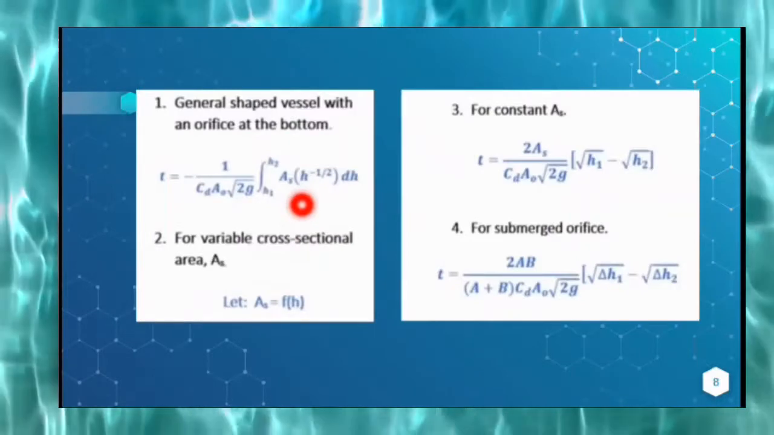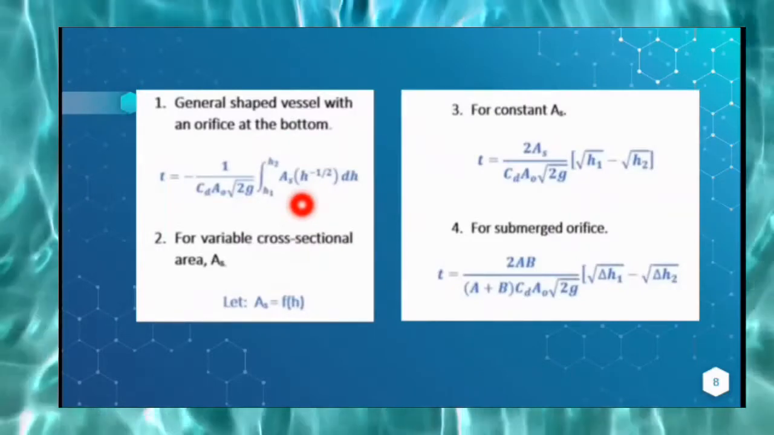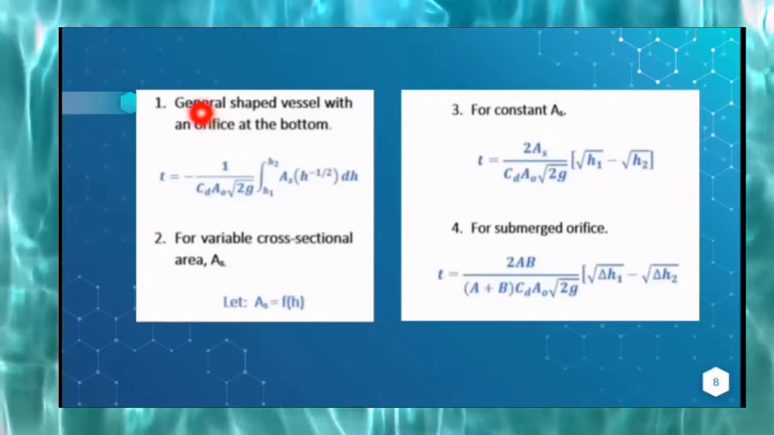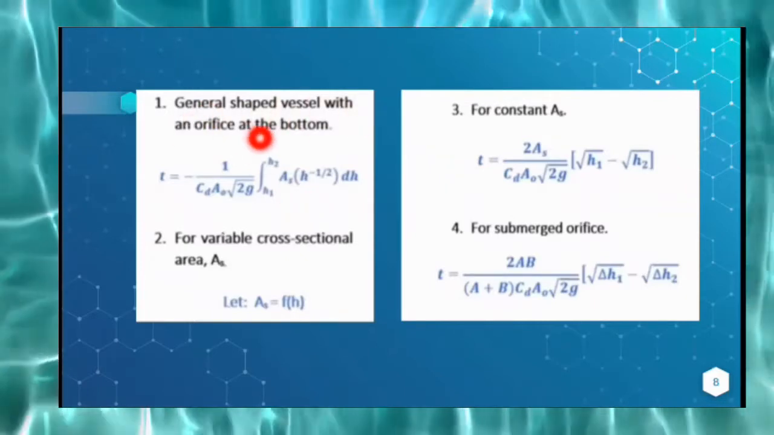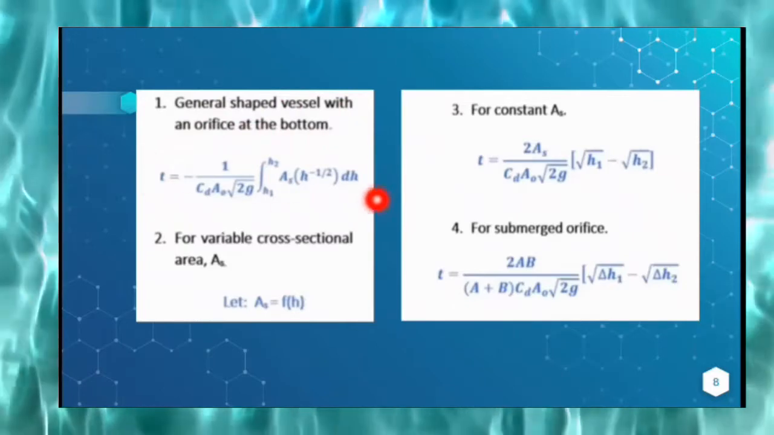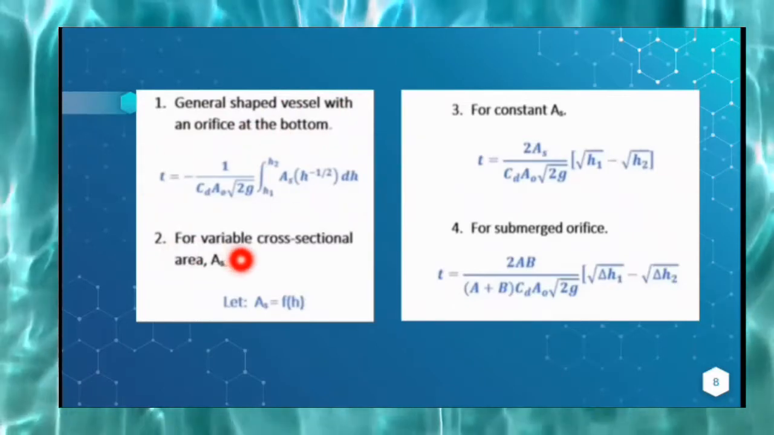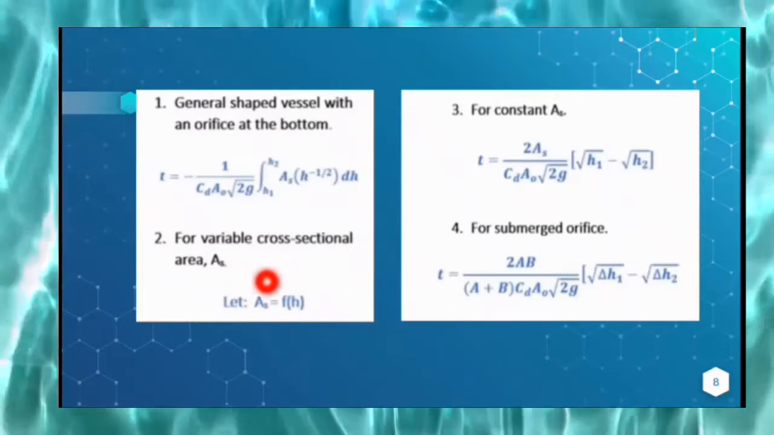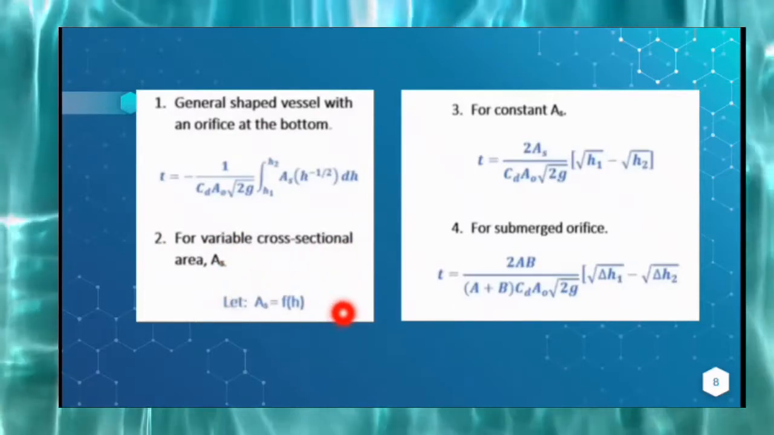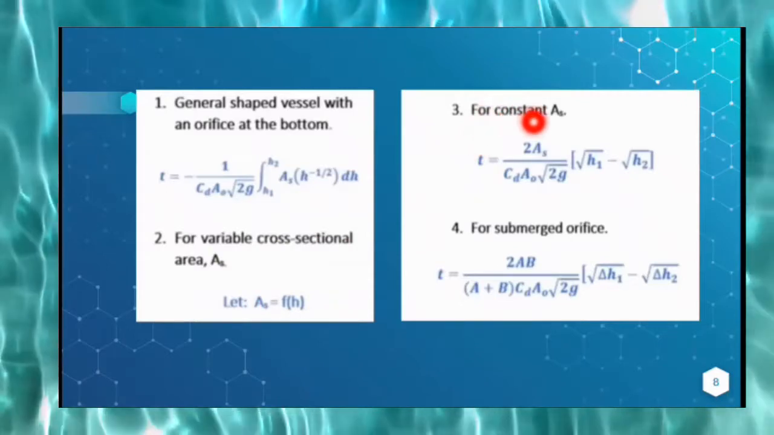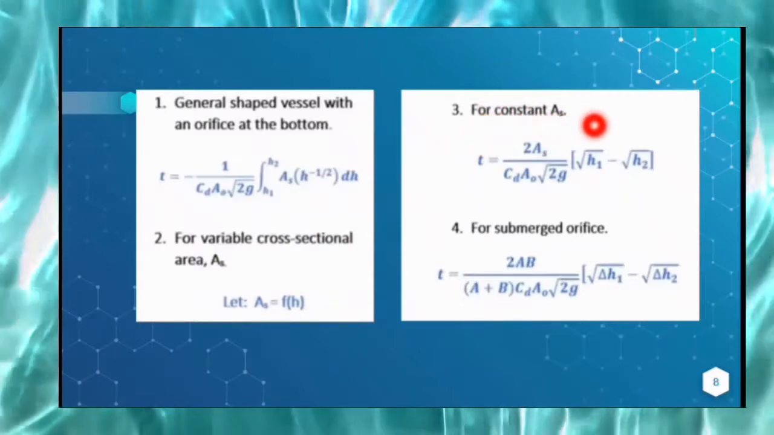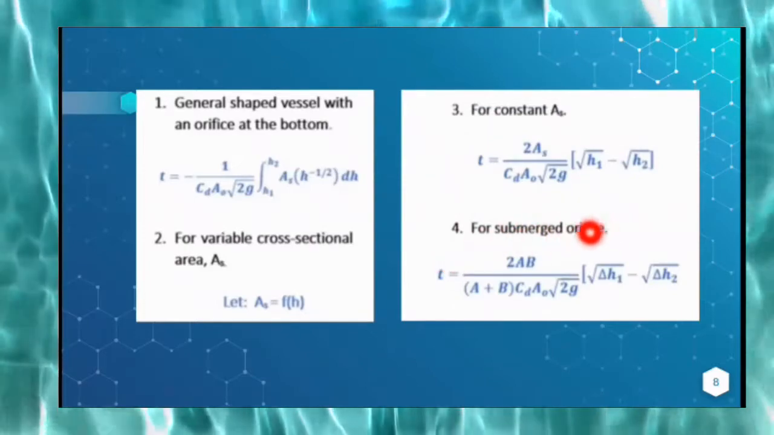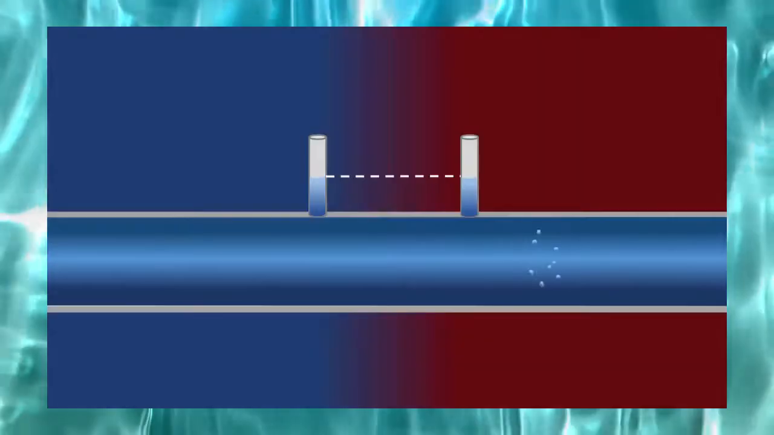Here, we have equations to get some of the unknowns in the given. If it is a general shaped vessel with an orifice at the bottom, we will use this equation. For variable cross-sectional area, we will use this equation. For constant AS, if the AS is constant, we will use this equation. And for the submerged orifice, we will use this equation.